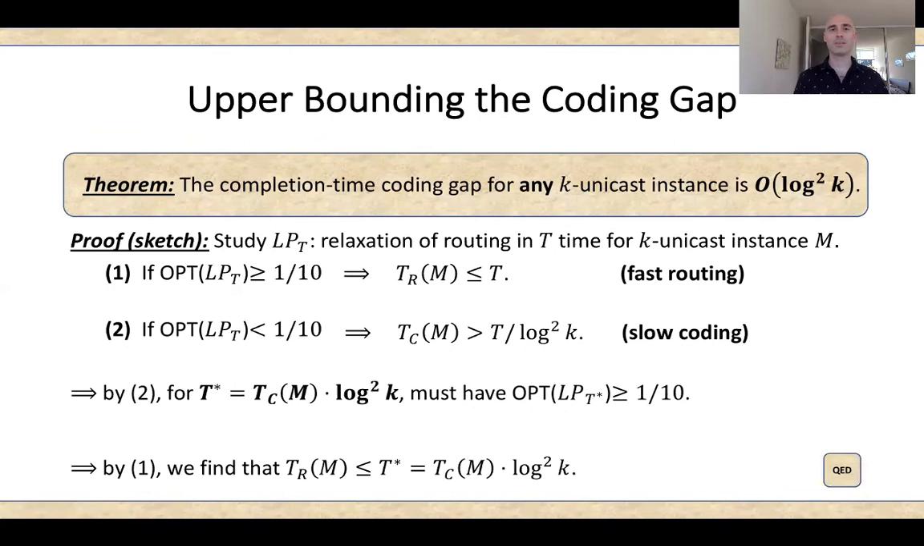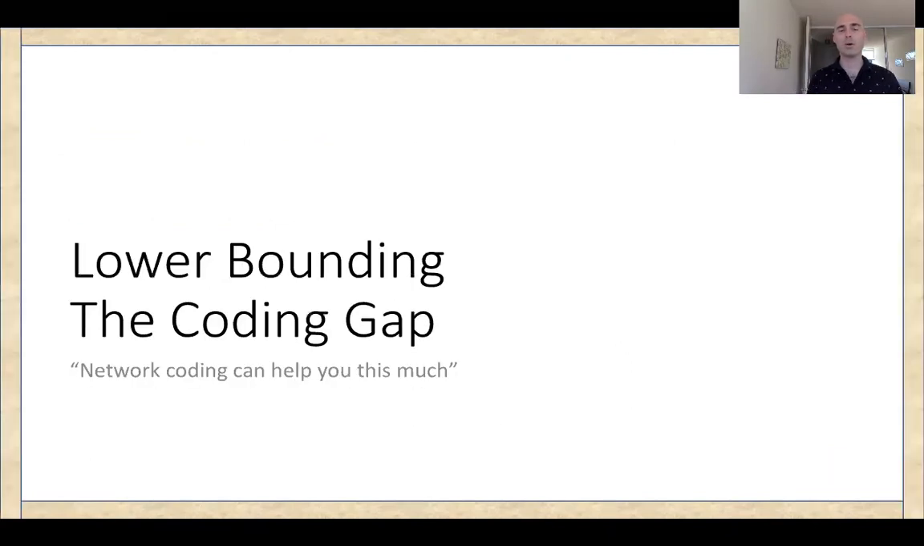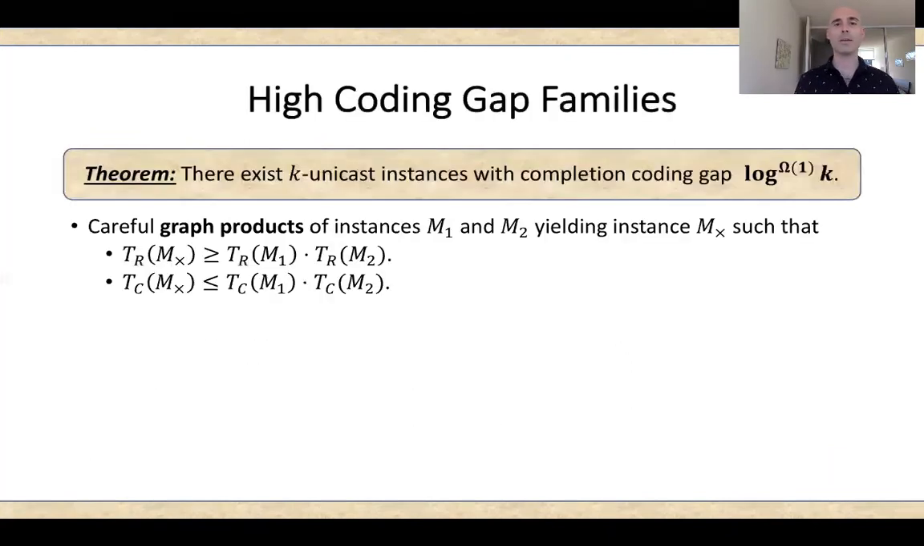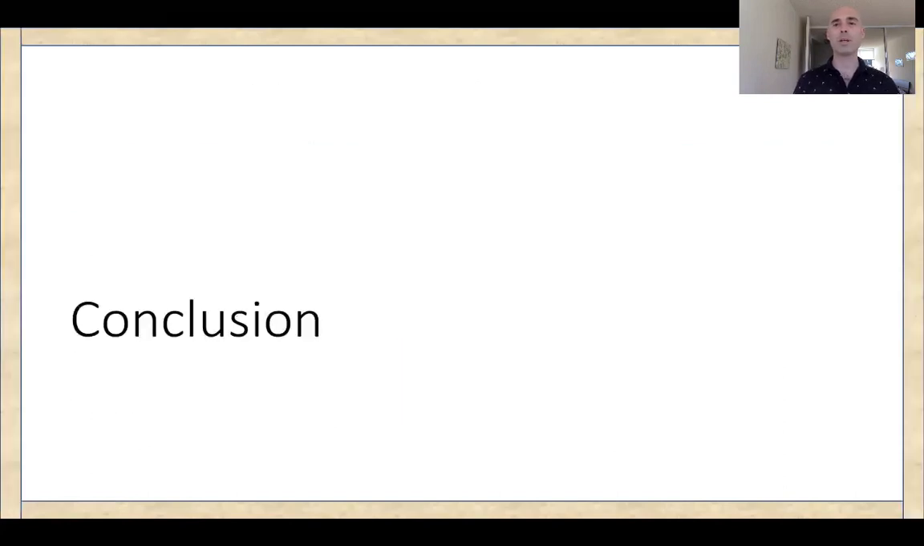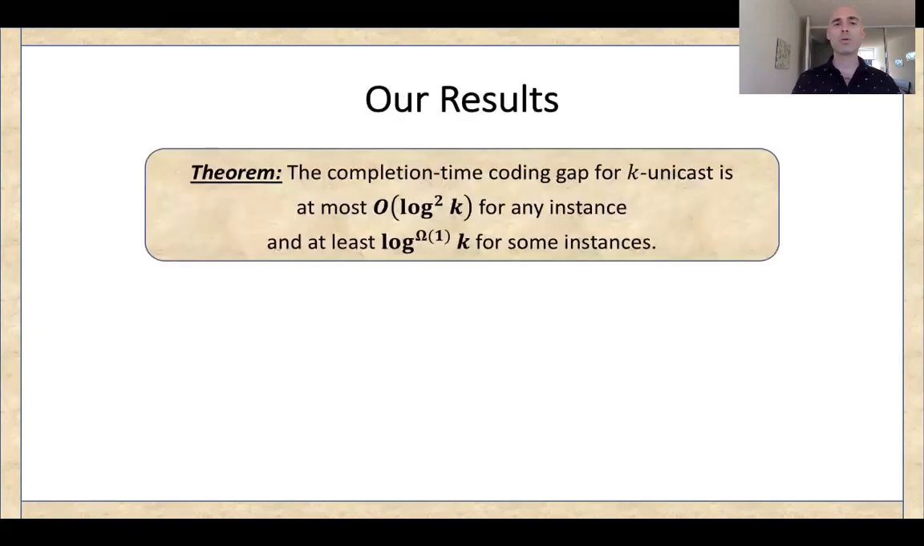All right, let me skip the lower bound proof, which is even more high level than the upper bound proof. And let me conclude with a summary and a discussion of intriguing open questions. So first, I'll recall that the main theorem of this work can be stated succinctly as follows. The completion time coding gap for k unicast instances is at most polylogarithmic in k for any instance, and can be polylogarithmic in k for some instances.